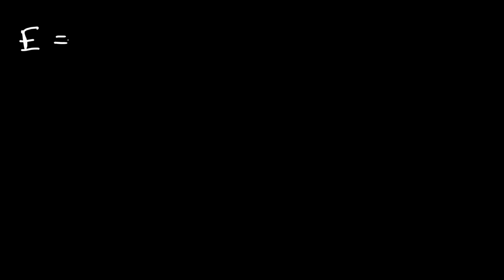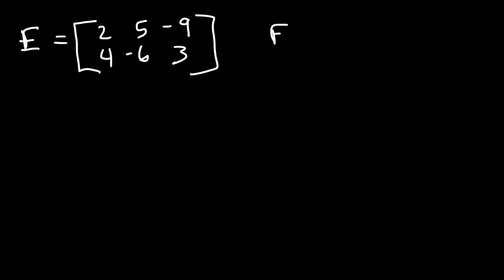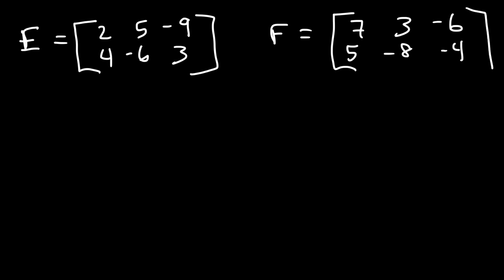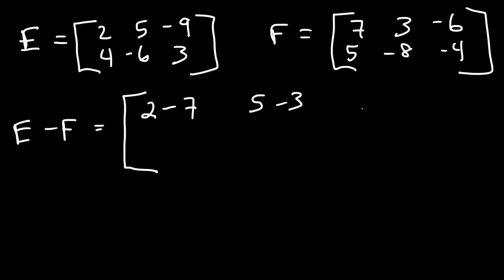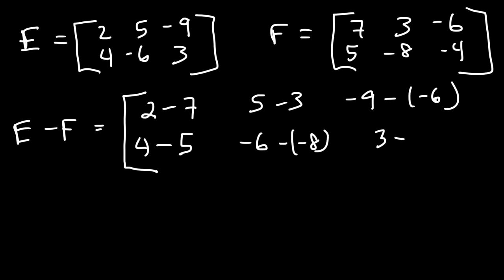Let's work on one last example. So let's say we have matrix E, which is 2, 5, -9, 4, -6, 3, and matrix F, which is 7, 3, -6, 5, -8, -4. Let's subtract matrix E by matrix F. So first is going to be 2 minus 7, and then 5 minus 3, negative 9 minus negative 6, and then 4 minus 5, and then negative 6 minus negative 8, and 3 minus negative 4.